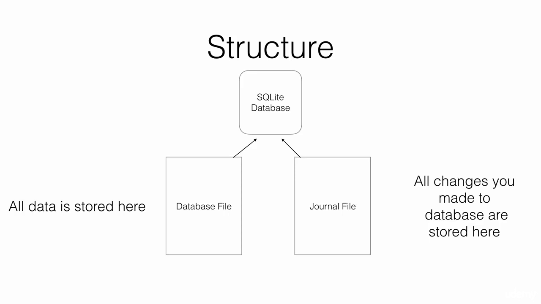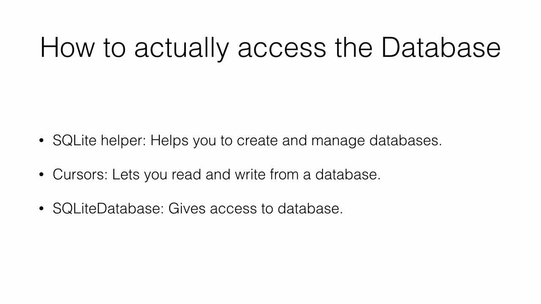Now that we are done with the basics of the SQLite database, let's learn how to actually access the database. In SQLite databases, we have something called the SQLite helper, which is a class that helps you create and manage databases. We will be using the SQLite helper class when we create a database. Then we are going to use cursors, which let you read and write data from the database. We will use cursors whenever we want to access the database, read from it, or write to it. Finally, we need the SQLite database itself, which gives you access to the entire database.